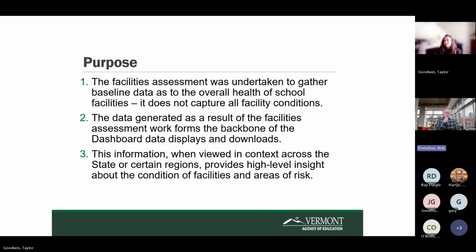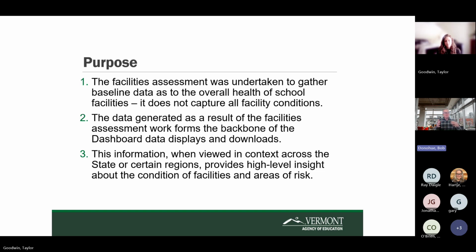A common commentary about the facilities assessments is that some of them weren't as detailed and as deep as one would have thought. But I think when we step back and take a look at what the state was asking the AOE to do, it was to really conduct these facilities assessments as a first step towards informing higher level, state level discussions around the future of a state aid for school construction program.